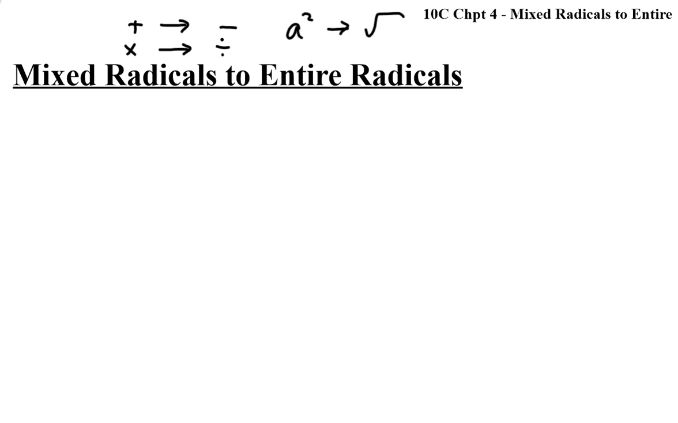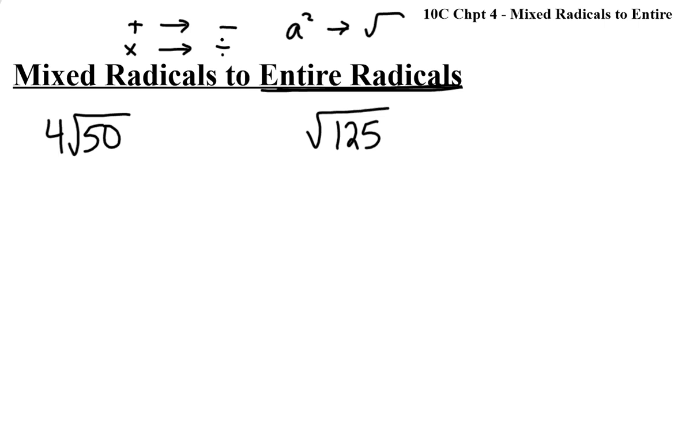Last day we looked at converting an entire radical into a mixed radical. So an entire radical has no coefficient out front, and just some form of a radicand underneath. That's an entire radical. Mixed radical is when we have a coefficient with a radical that has a radicand value underneath, whatever that value is.